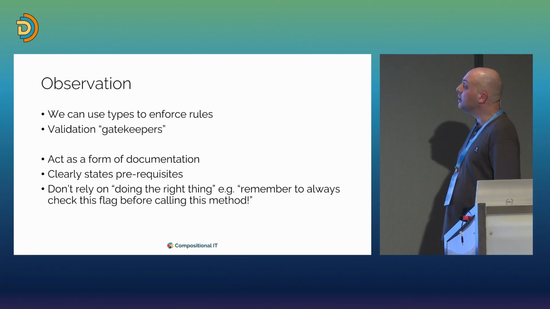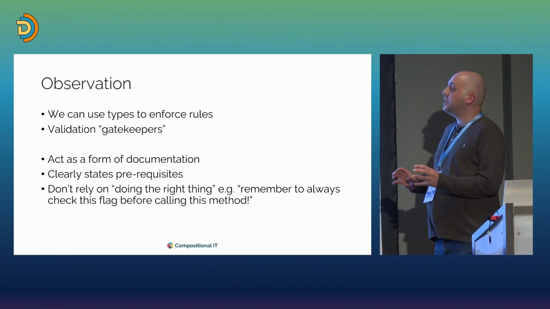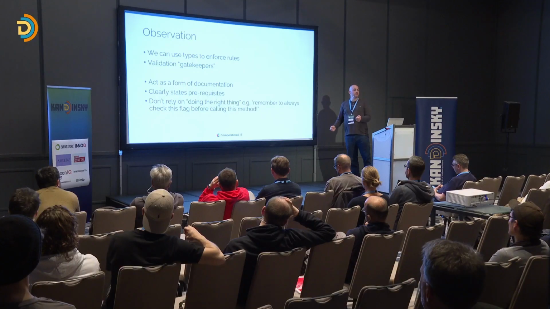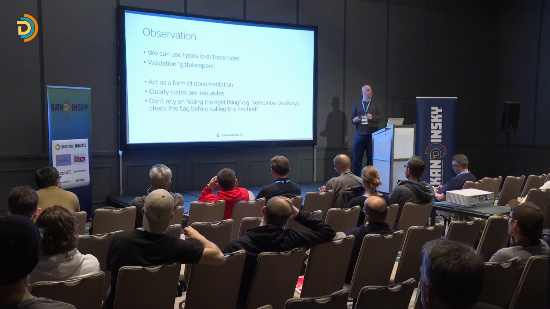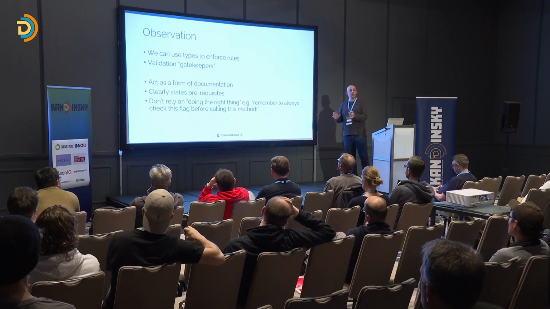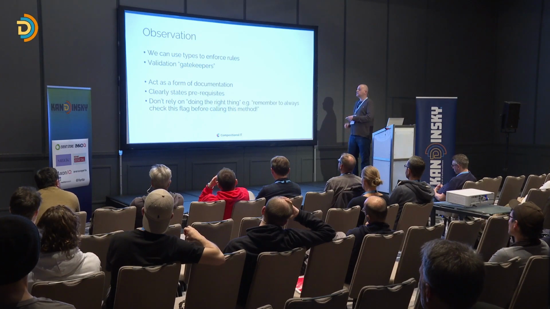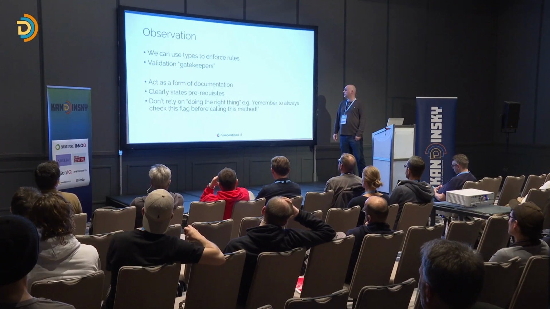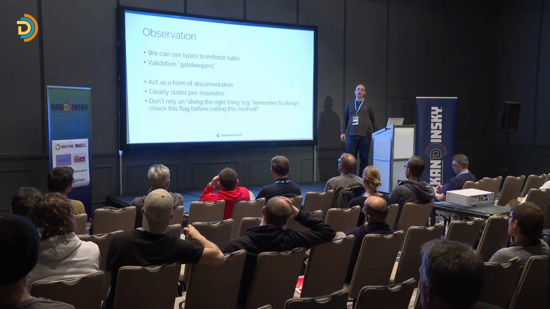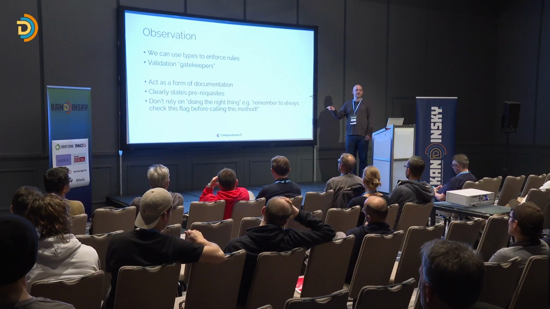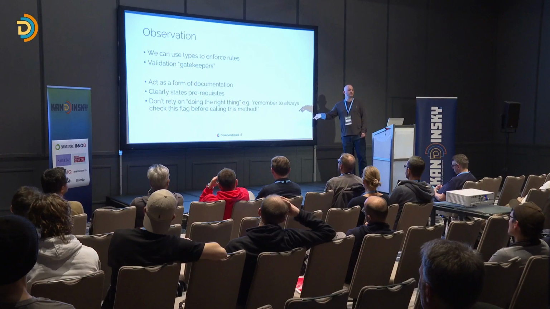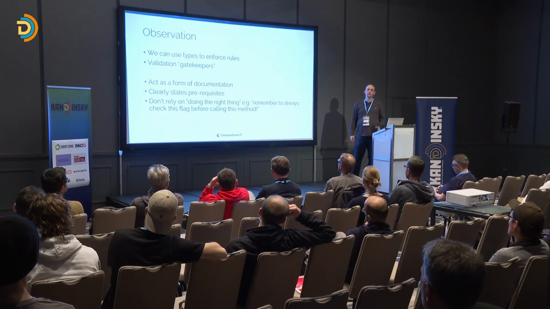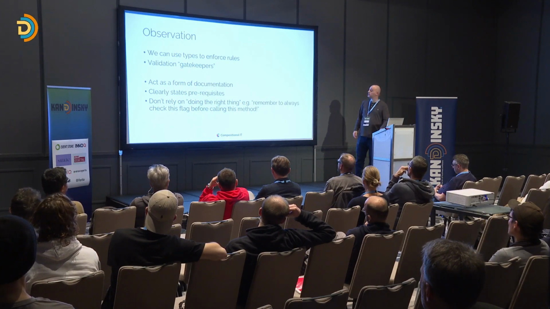So we can use types to make it more like a gatekeeper. You can't call me unless you've got the right type. And you can only get one of these types if you go through a certain function that's doing the proper validation. It's the best form of documentation; you can say what the prerequisites are. The main point here is don't rely on having a Boolean flag and telling everyone, check this flag before you call this function, because you know that some developer will forget it and it won't work. So rely on the type system to help you.